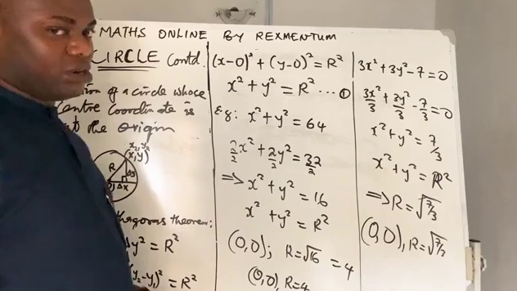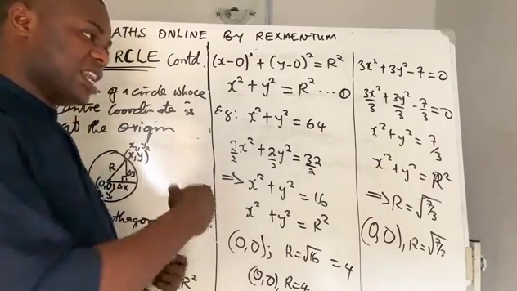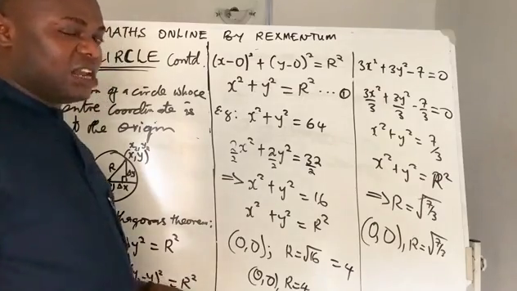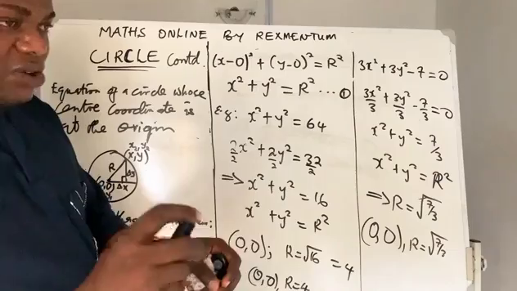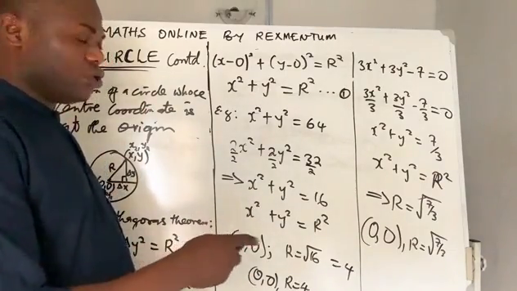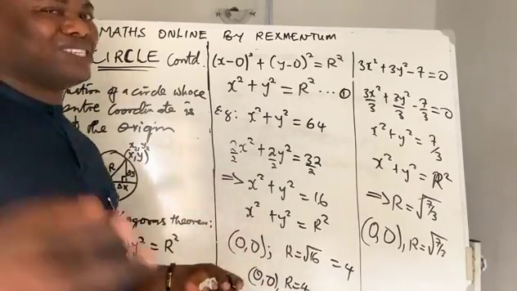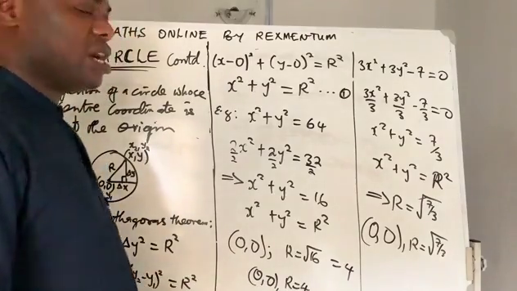So this is an equation of a circle, once again, whose center coordinate is at the origin. And the coordinate at the origin is always 0, 0 in the coordinate system. We are going to consider subsequently an equation of a circle whose center coordinate is not at the origin.